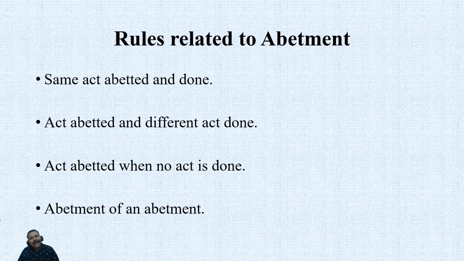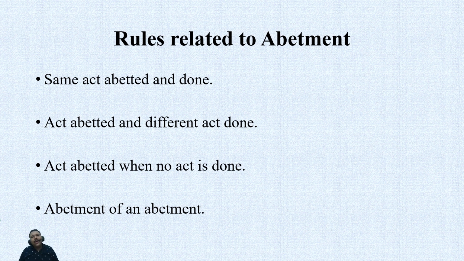Suppose an act is abated and a different act is done. It means I abated something else and an altogether different act was done by the person whom I abated. I am the abettor, I abated him to commit murder. He went and did not commit murder, but he stole the money from that person's pocket. Now the question is whether I will be held liable for theft.